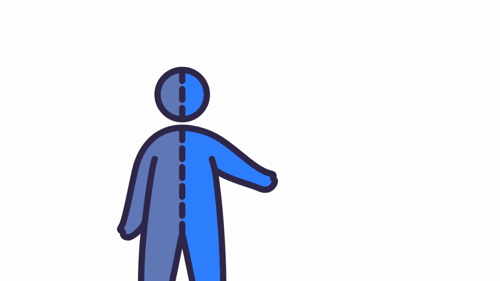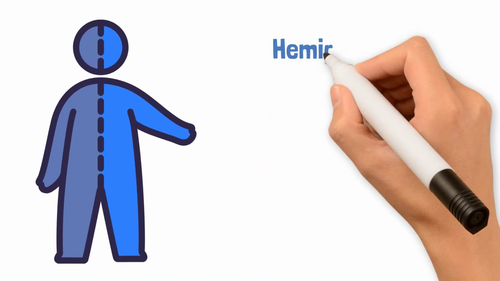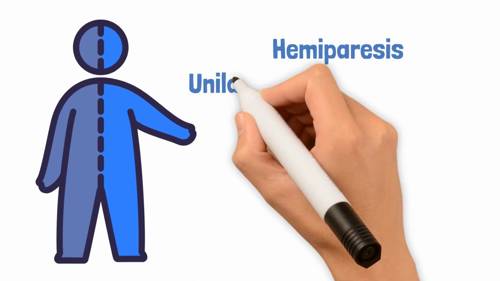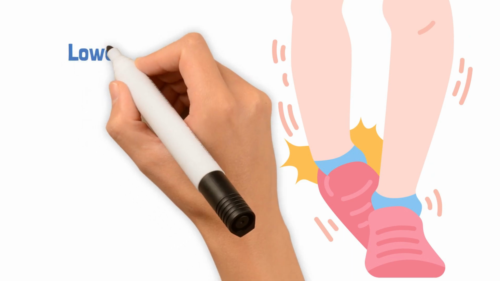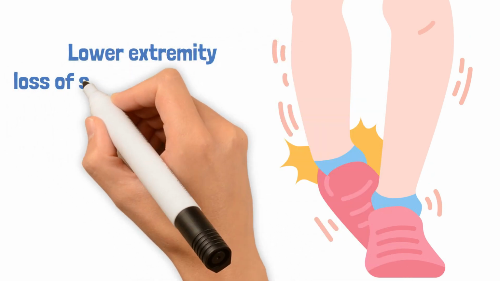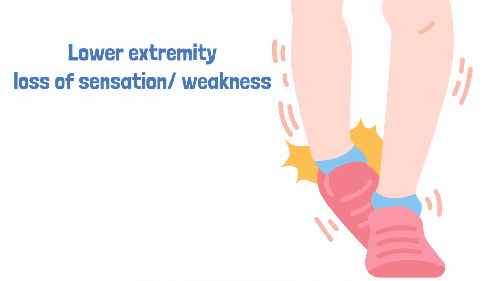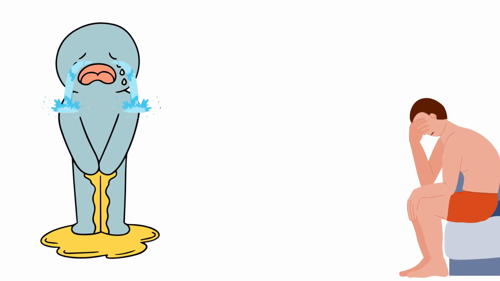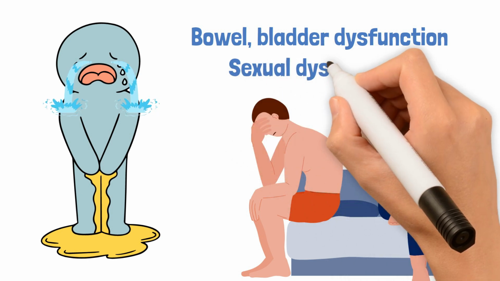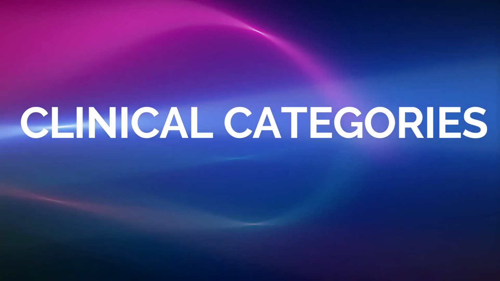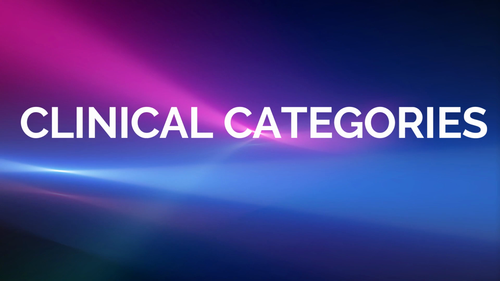If the lesion is in the cerebral white matter or the periventricular region, they can present with hemiparesis or unilateral loss of sensation. If the lesion is in the spinal cord, they can present with lower extremity loss of sensation or weakness. And finally, if the lesion is in the autonomic nervous system, they can present with bladder and bowel dysfunction and sexual dysfunction. So what are the clinical categories of multiple sclerosis?